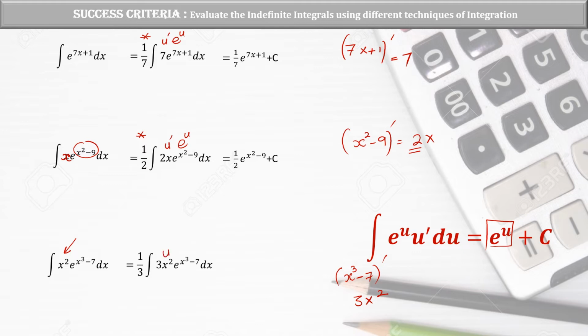Now you can see u prime is there, e to the power u is there. So write 1 over 3 first of all and e to the power u, that is 1 over 3 e to the power x cube minus 7 plus c.